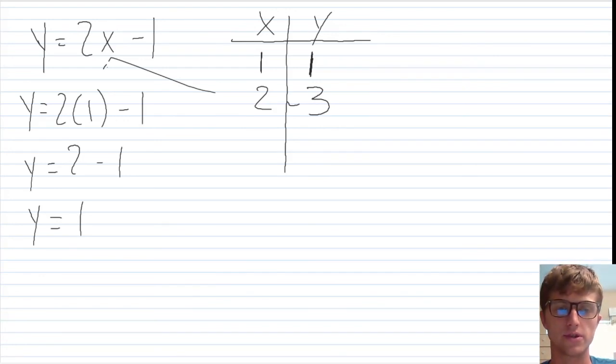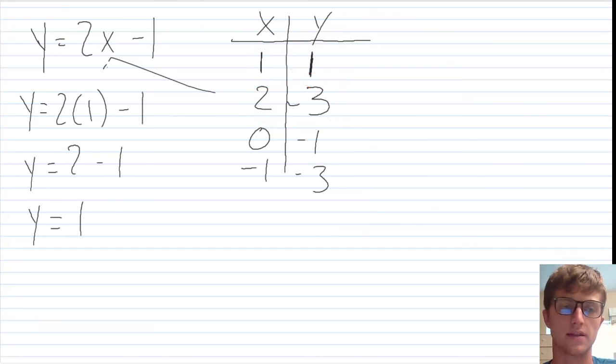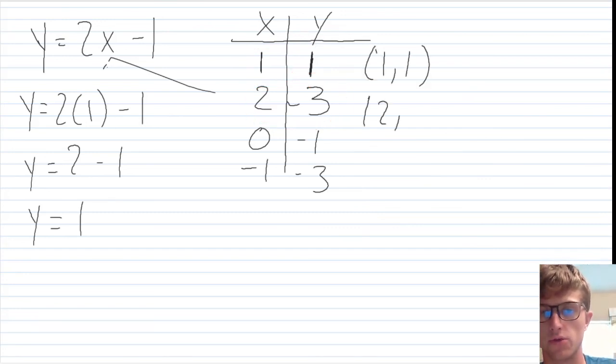Let's try 0. 2 times 0 is 0, minus 1 is negative 1. If x is 0, y is negative 1. And let's do one more. Negative 1, 2 times negative 1 is negative 2, minus 1 is negative 3. So if we got negative 1, we'll get negative 3. Okay, so we've just got a group of numbers here. But the thing is, these are the same as our ordered pairs. So 1, 1, 2, 3, 0, negative 1, and negative 1, negative 3.